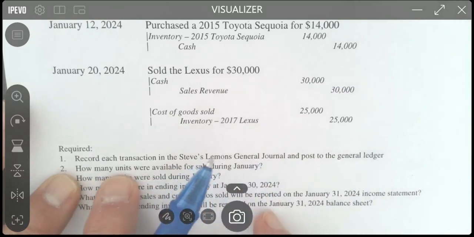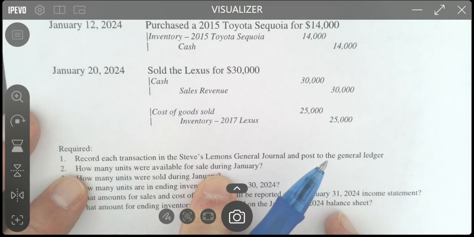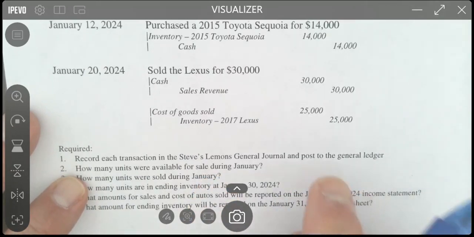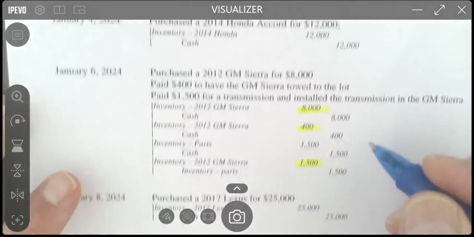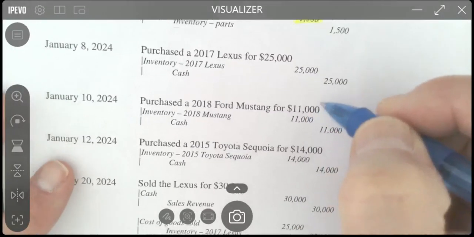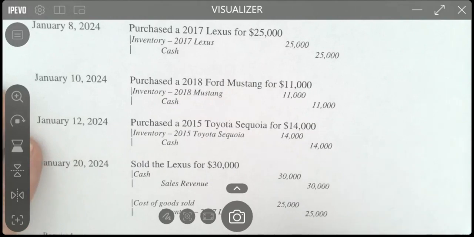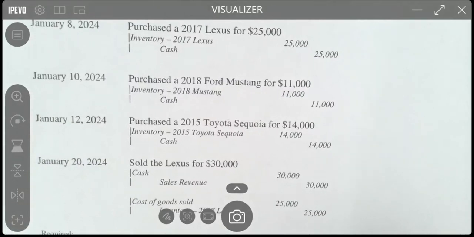So the first question I want to ask is, how many units were available for sale during January? And the answer is 5. It's the Honda, the Sierra, the Lexus, the Mustang, and the Sequoia. There were 5 units available for sale. Oh, and by the way, let's remember that when we talk about inventory, we can talk in both units and dollars.